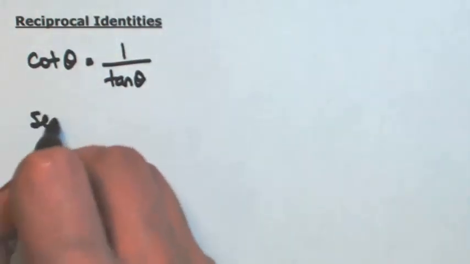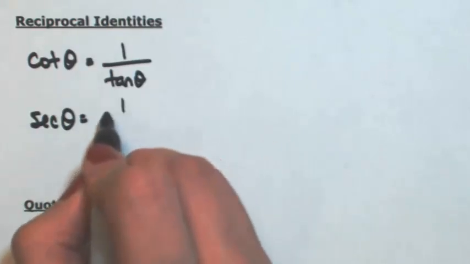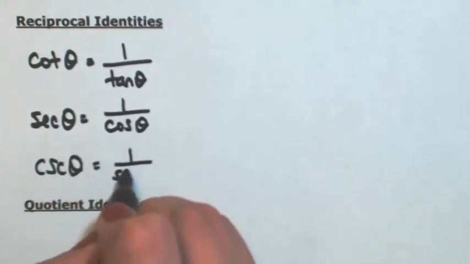We also saw that the secant of theta is 1 over the cosine of theta. And then the cosecant of theta is 1 over the sine of theta.